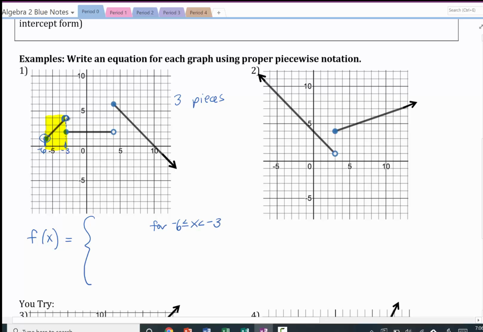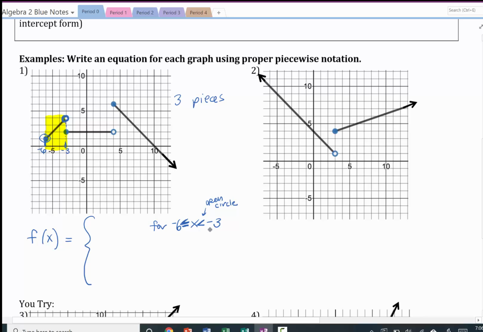Now notice, because I had an open circle on the right side there, then my inequality should not have an equal sign under it. So this inequality has no equal sign because it was an open circle. And then this inequality has a less than or equal to sign because there was a closed circle on the graph at that left endpoint.